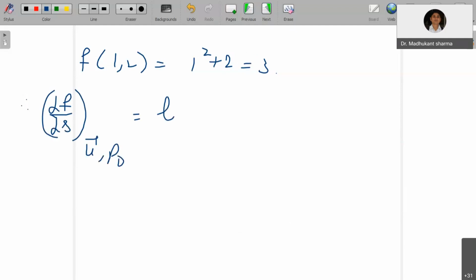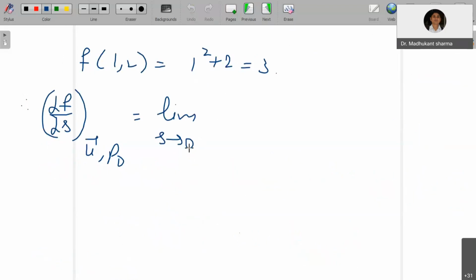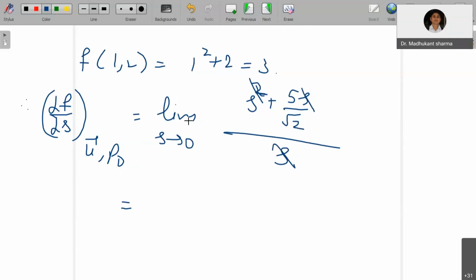Therefore, df by ds at P naught in the direction of u is equal to the limit as s tends to 0 of the difference: the 3 will get cancelled, so you remain with (s square plus 5s by root 2), divided by s, and now you can simplify further, s will get cancelled. If you apply the limit, you are going to get 5 by root 2. So this is the directional derivative of f in the direction of the unit vector u at point P naught.